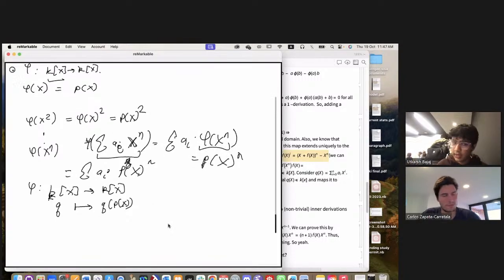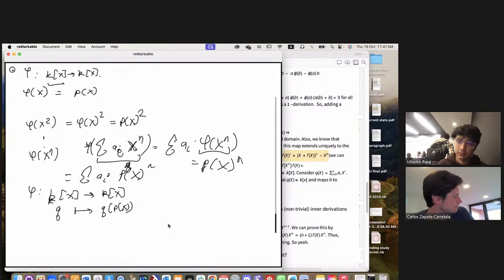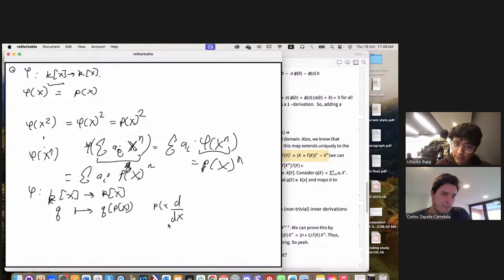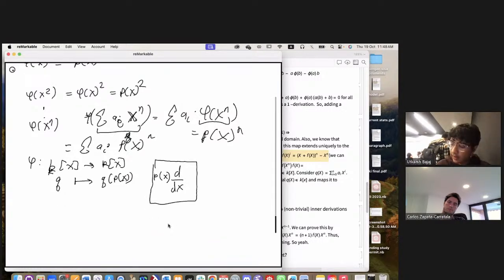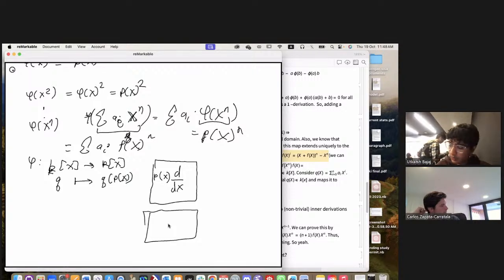And also in the case of zero derivations, which are all the derivatives, obviously we know that d/dx is a zero derivation, but we can also multiply it by any other p of x as an operator, and this would also satisfy the Leibniz rule. Yeah. And so you can prove that these are all the set of zero derivations on k of x. And then I have also shown that the set of all one derivations of k of x are of this form. But phi is an algebra homomorphism.